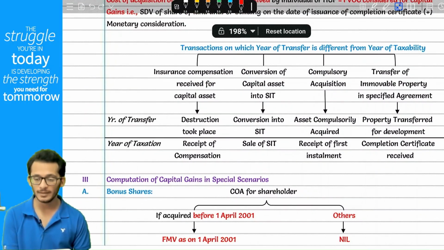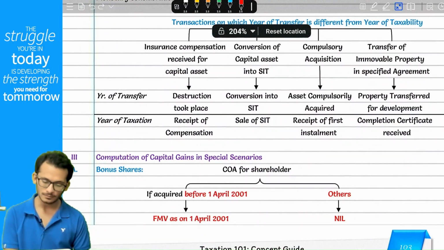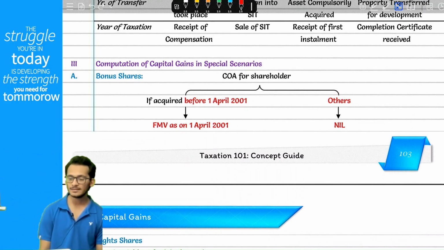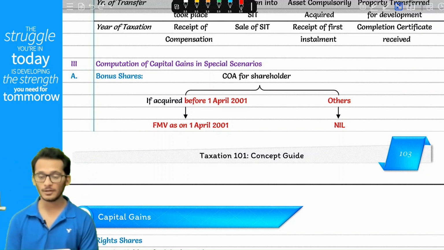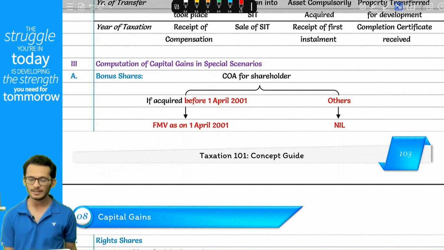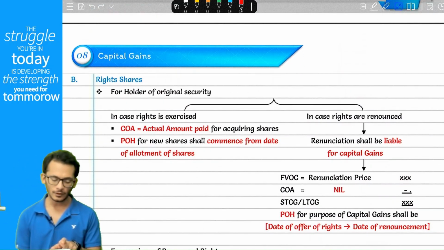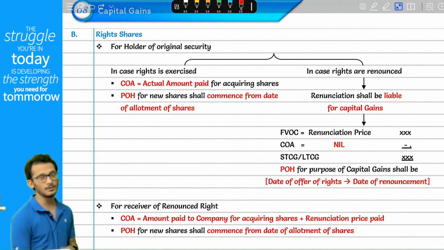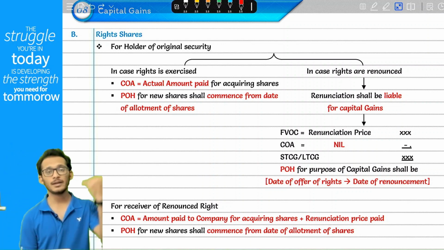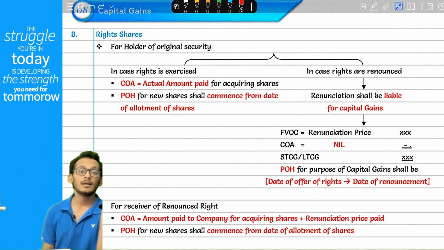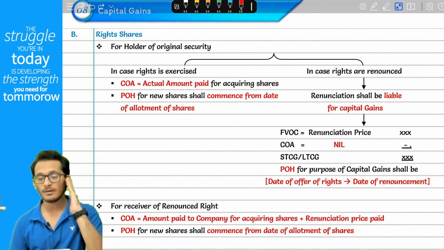the cost of acquisition of the bonus will be 0. But if you are getting the bonus before 1st April 2001, you are free to use the fair market value as on 1st April 2001 because that is more beneficial. Then if you are planning to get any rights, if you exercise the rights, then the cost of acquisition is the price which you pay. If you plan to renounce the rights, then your capital gains will be the price at which you gave it to someone minus cost, which is anyway 0, so therefore it will be full capital gains.